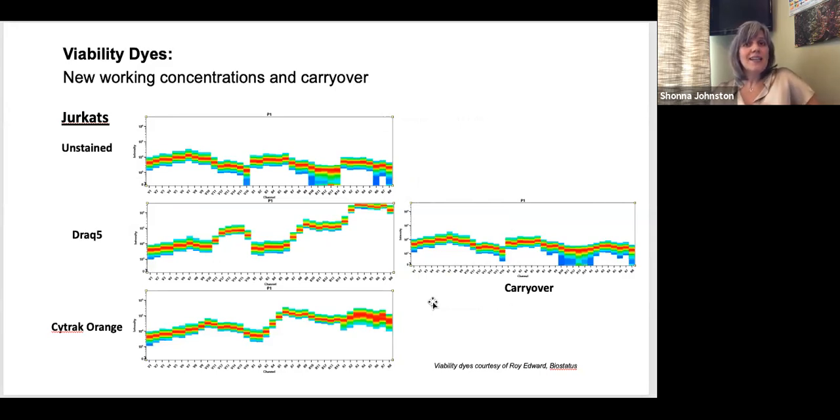For viability dyes, one of the things I'd been starting to work on with Roy Edward from Biostatus is we were looking at just what kind of concentrations we should be using.